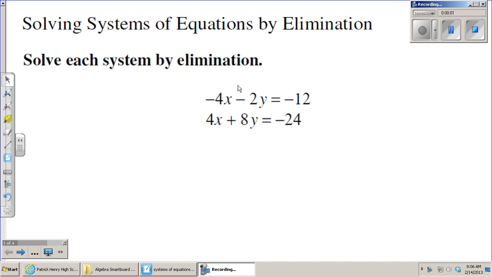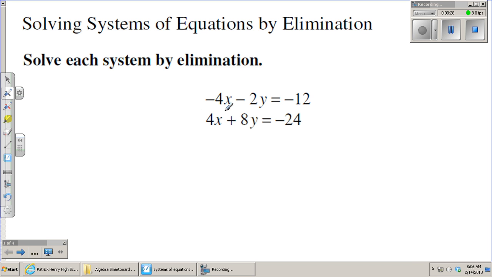Okay, here's a video on using elimination to solve systems of equations. In elimination, what we're going to be doing is either adding or subtracting these different equations to eliminate one of our variables, either the x or the y. What you've got to do is look and see which of the two would be the easiest to eliminate. Look right here, we have a 4x, a negative 4x, and a 4x.